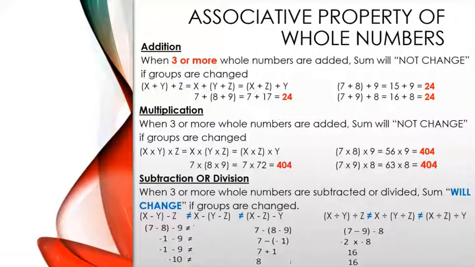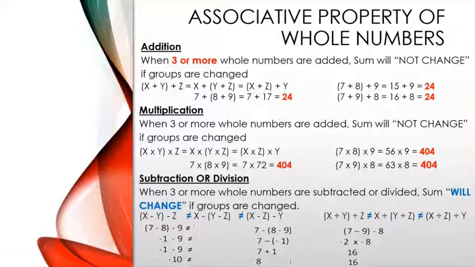So we can replace it by 7 plus 8 plus 9 is equal to 15 plus 9, which is equal to 24. And then 7 plus 9 plus 8 is equal to 16 plus 8, which is also equal to 24. And 7 plus 8 plus 9 is equal to 7 plus 17, which is also equal to 24.